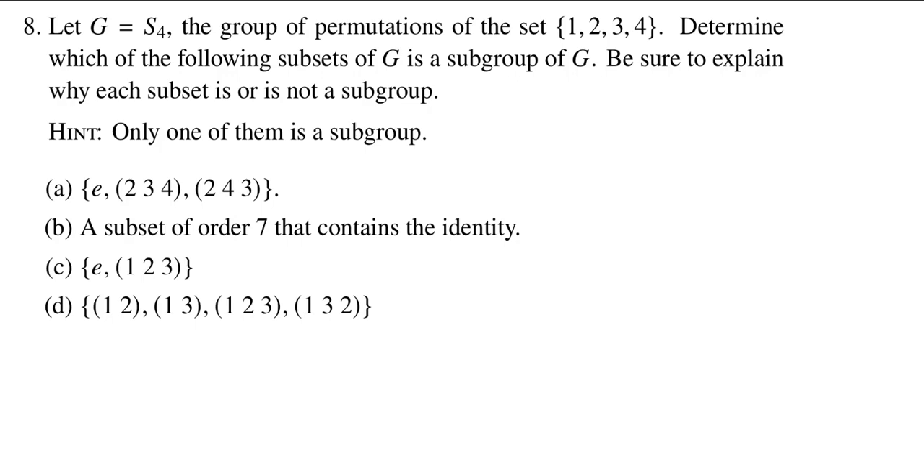We're sticking with groups in this problem. We are letting G be S4, the group of permutations of the set 1, 2, 3, 4. Note, the group is not the set 1, 2, 3, 4, but rather the group of permutations, so there's actually 24 different elements in this group. Determine which of the following subsets of G is a subgroup of G, and then we have to explain why.